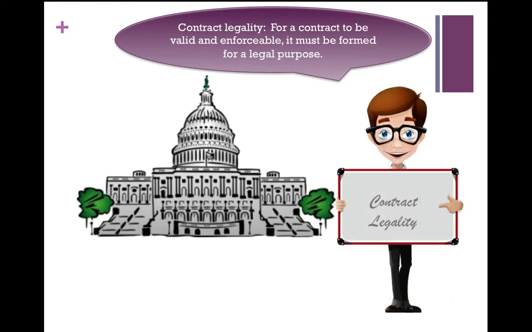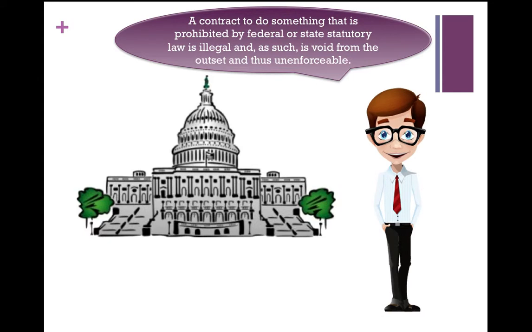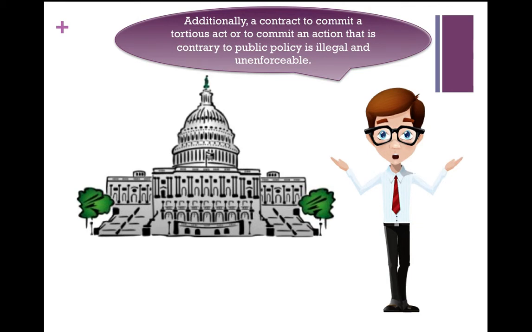Contract legality. For a contract to be valid and enforceable, it must be formed for a legal purpose. A contract to do something that is prohibited by federal or state statutory law is illegal and, as such, is void from the outset and thus unenforceable. Additionally, a contract to commit a tortious act or to commit an action that is contrary to public policy is illegal and unenforceable.